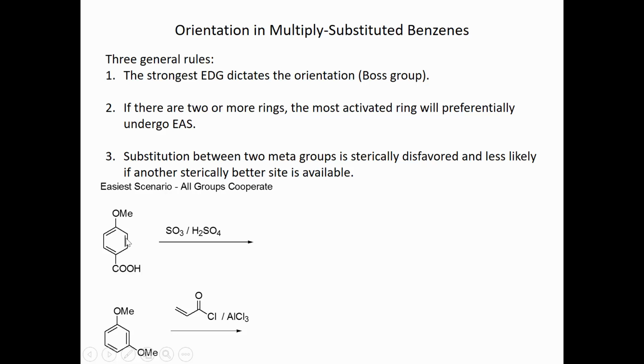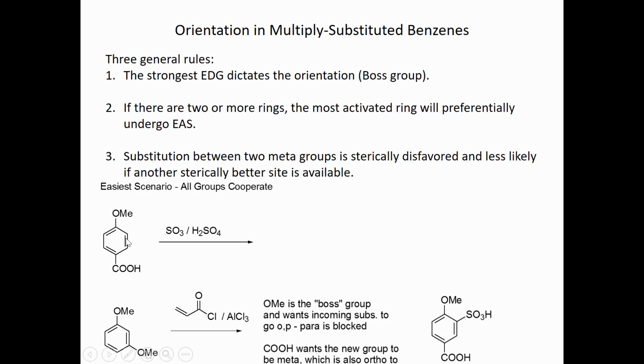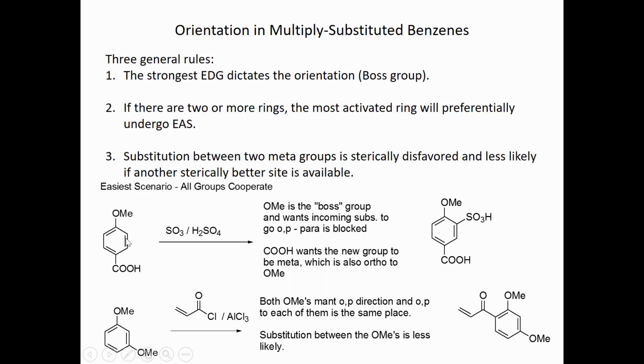So everybody wants the sulfonation to occur ortho to OMe, and that's exactly what you see. We're going to call the OMe the boss group, the one that's going to control it because it's the strongest electron donating group.